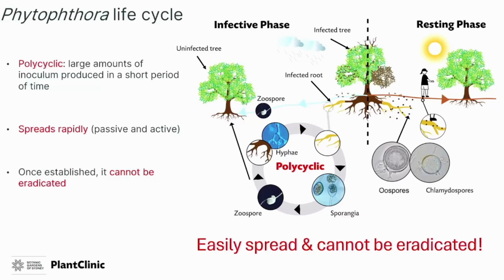Now, if Phytophthora stopped there, it'd be quite easy to manage, but it has this resting phase as well. It produces these thick cell-walled spores called oospores and chlamydospores, and they can persist in the soil for many years under the right conditions, and they're spread passively through the movement of infested roots and soils. In Bunyan National Park, they're being spread by pigs as well. So take home, it's easily spread and cannot be eradicated.